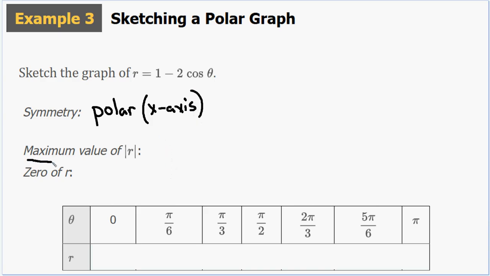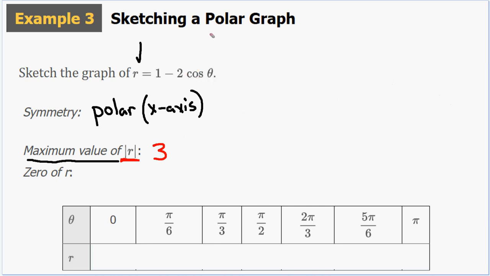Now, when it says the maximum value of this function, or the absolute value, I'm going to underline it in red. Remember, cosine can be a number between 1 and negative 1. So let's assume this cos is positive 1. Times 2 is 2. Let's assume this cos is a negative 1. So that negative 1 is going to hit this minus and make it into a plus. So we're going to have 1 plus 2. Our maximum r value is going to be 3. We should never see a number outside 3 and negative 3.